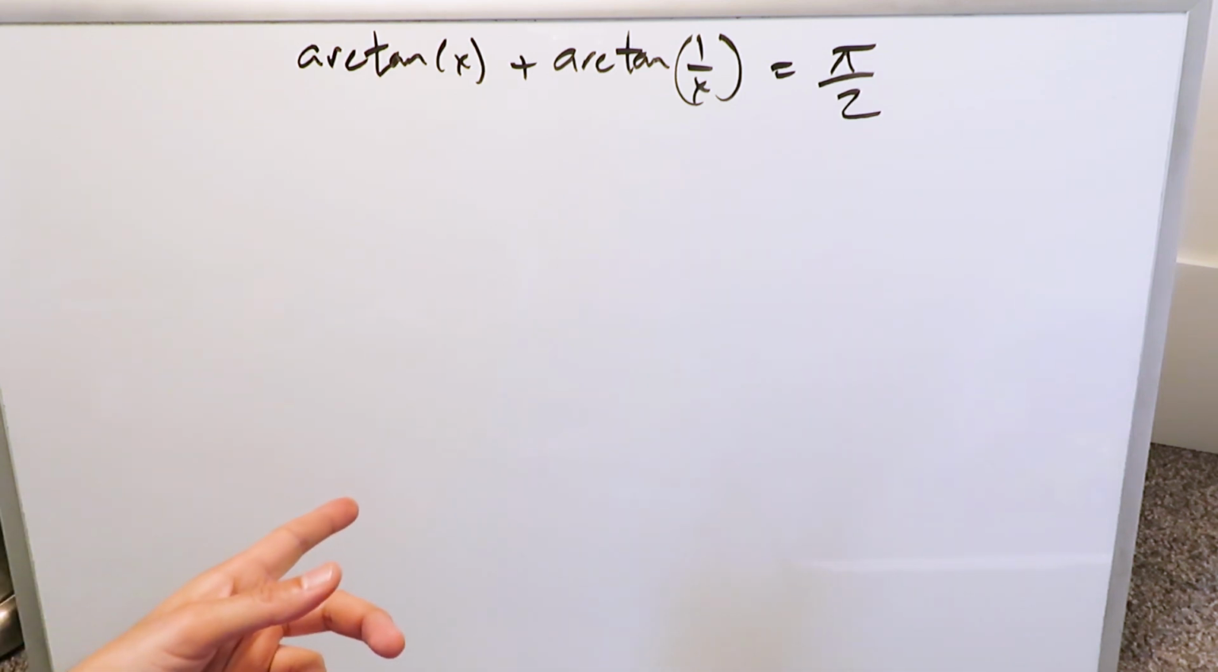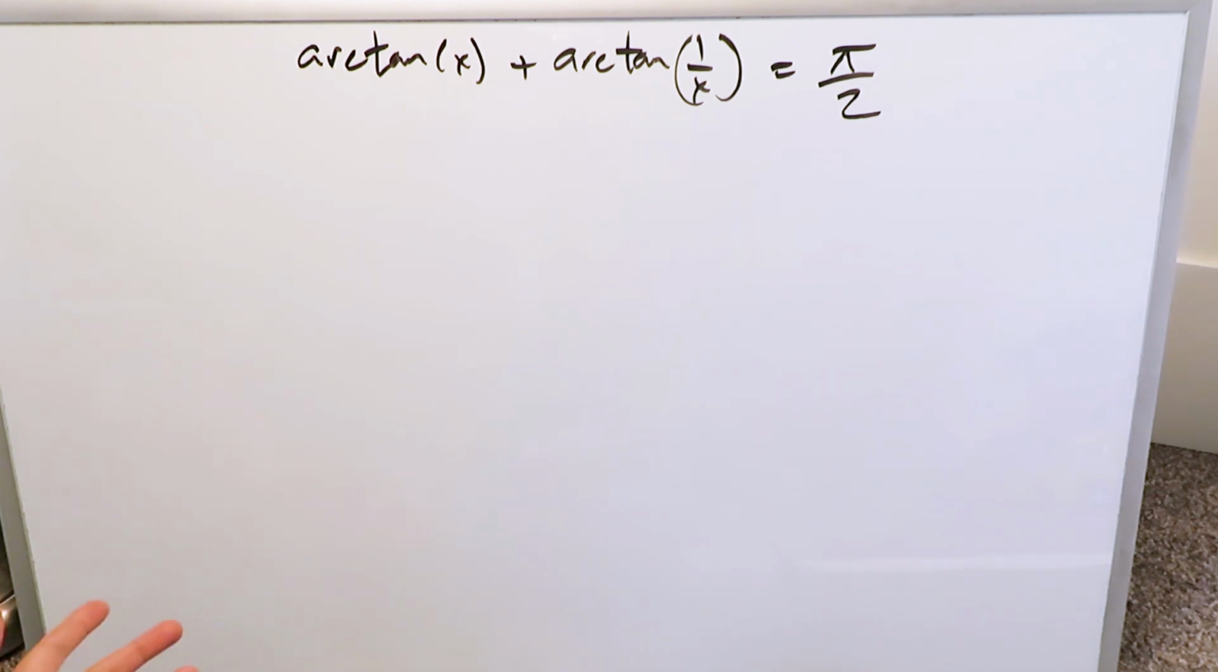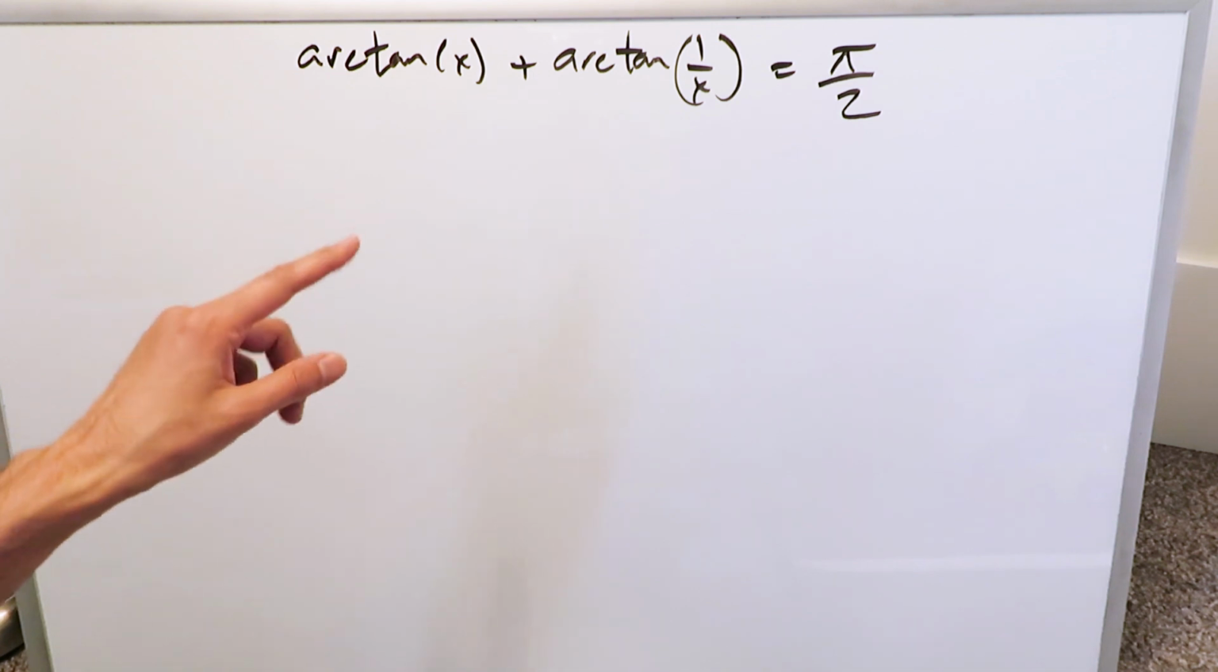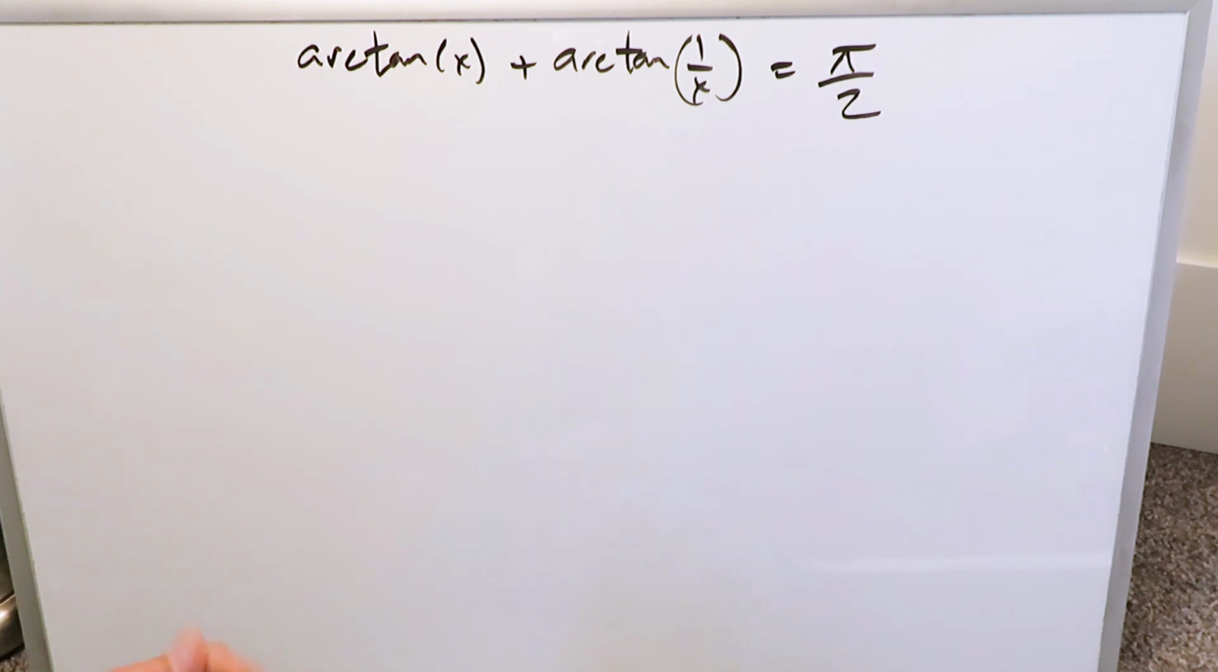We have a very good exercise here, just a verification, trigonometric identity verification. I am Mr. Ish. We have to prove the left hand side is equal to the right hand side: arctan x plus arctan 1 over x is equal to pi over 2. How would you go about doing that?